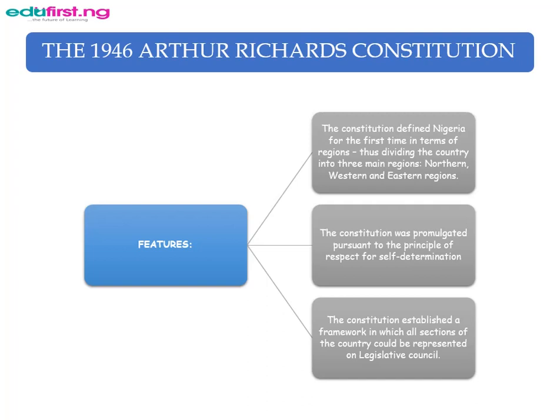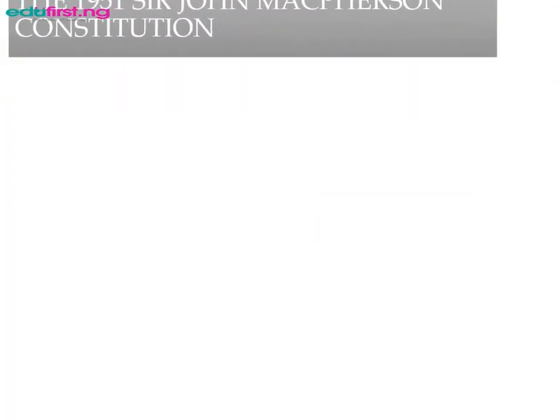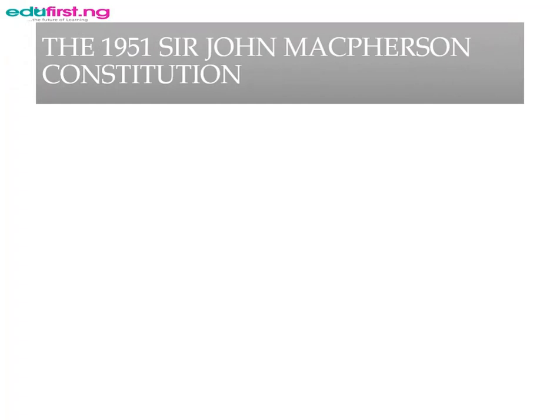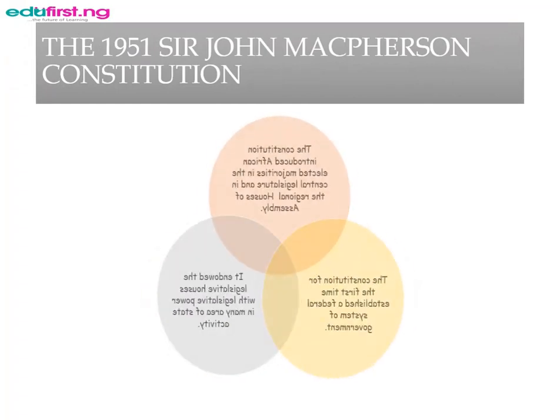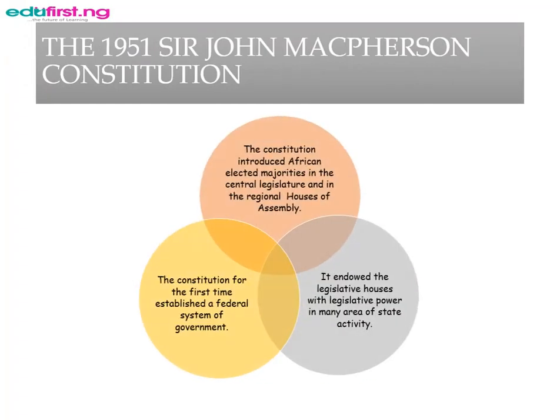Thereafter, we had the 1951 Sir John Macpherson Constitution, popularly known as the Macpherson Constitution. The Constitution introduced the African elected majorities both at the central legislature and at the regional houses of assembly. And the Constitution, for the first time, established a federal system of government. Now, in 1954, we had the Lyttelton Constitution.